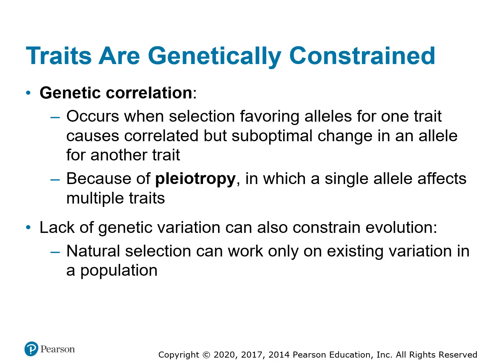Genetic correlation is nothing more than when one allele for one trait actually causes a change in another trait, and that's known as pleiotropy. And the lack of genetic variation is also a constraint for evolution. So natural selection can work on existing variation in a population. It can work on the genes that are already there, but it can't get you something that's not even remotely close.